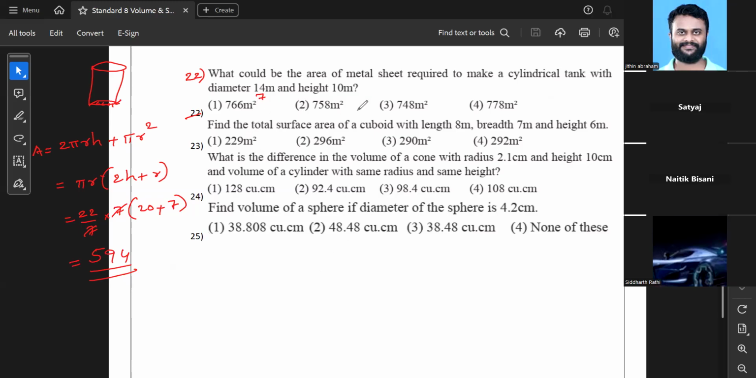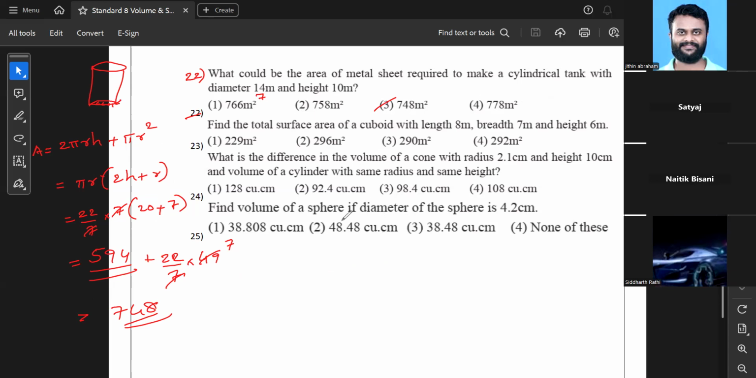Let's see, is 594 an option? No, it is not. Which means we also have to consider the lid. Which means we have to consider this pi r square one more time. So pi is 22 by 7, and r square is again 49. So just add 154 to it. That will give us 748. 748 is the correct answer.